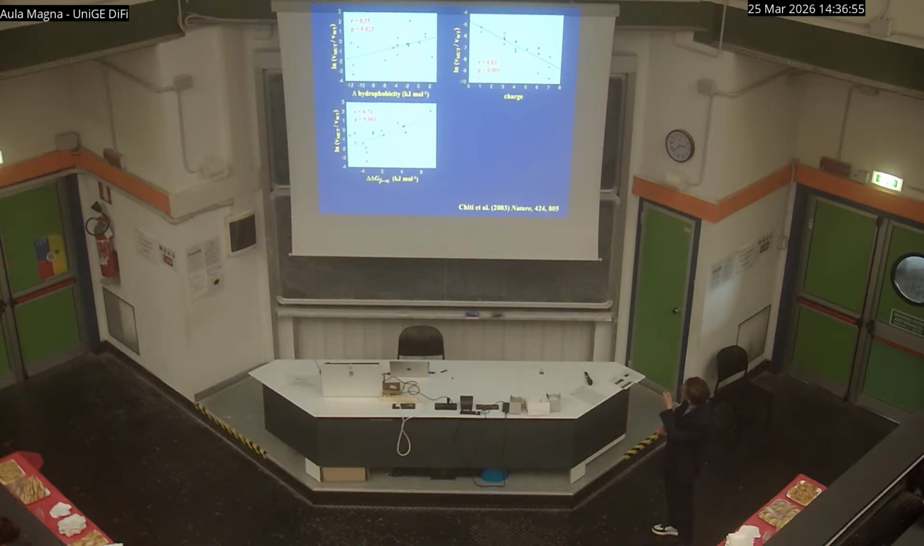And the third correlation was with charge. This is the net charge of the protein. If we decrease the charge, aggregation will be faster. If we increase the charge, aggregation will be slower.